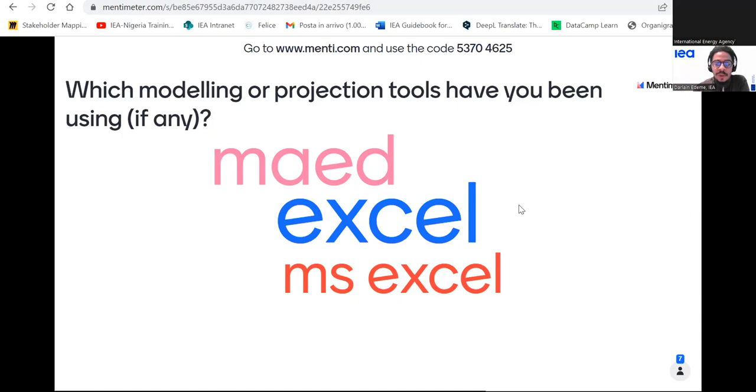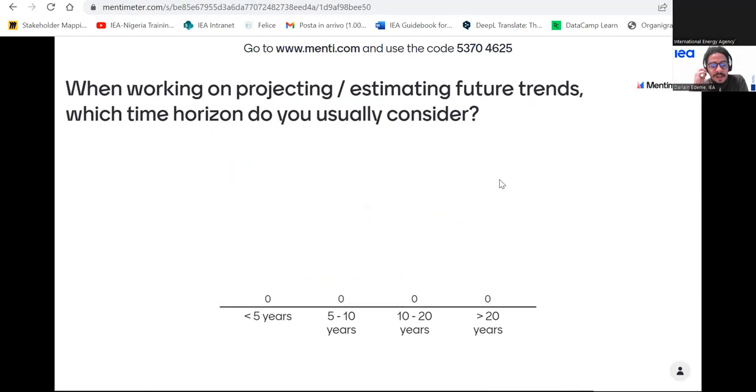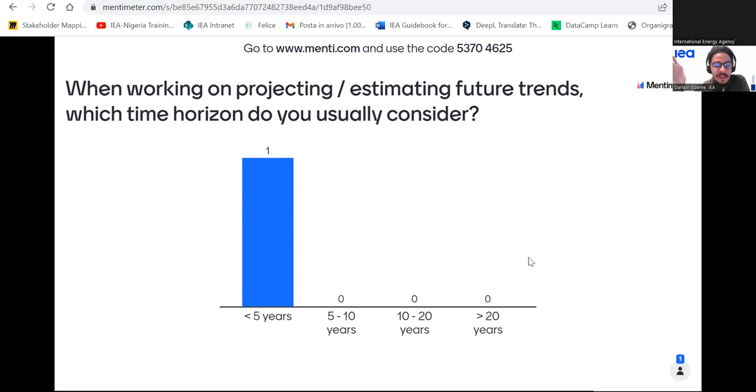So we'll move to the next question. When working on projecting and estimating future trends, which time horizon do you usually consider? Again, it's an open question to you, because I was curious, as when I asked which modeling tools you use. When you do projections and estimations, which time horizon are you used to considering? Is it very short term, less than 5 years, between 5 and 10, 10 to 20, or even really long-term projections, more than 20 years?